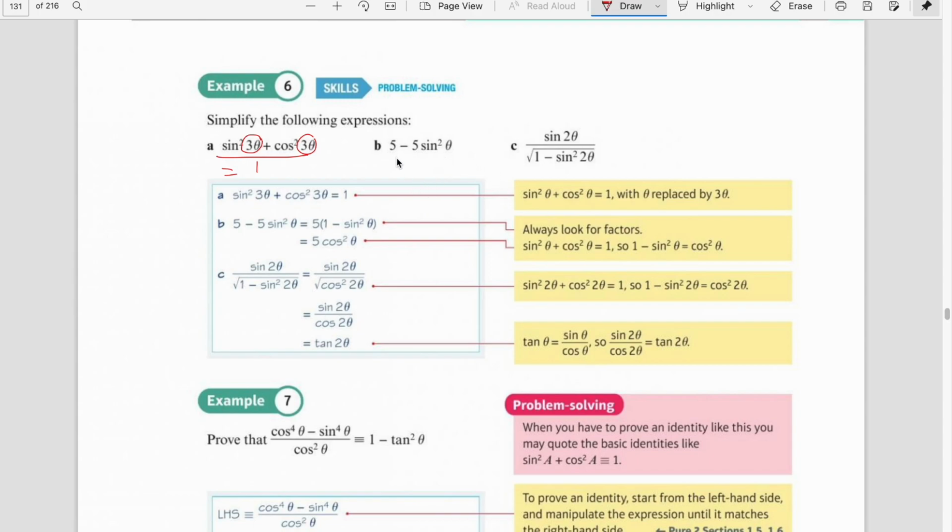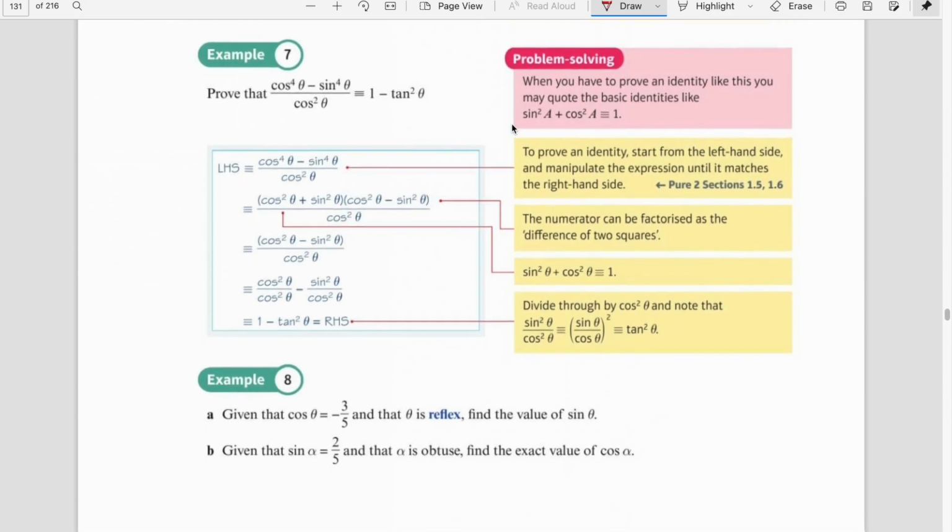Now this says 5 minus 5 sine square theta, and we remember the identity cos square theta plus sine square theta is equal to 1. Actually the resultant form is not given, so we can switch them with whatever we wish. So if I just substitute the sine square as 1 minus cos square theta, we can substitute and simplify.